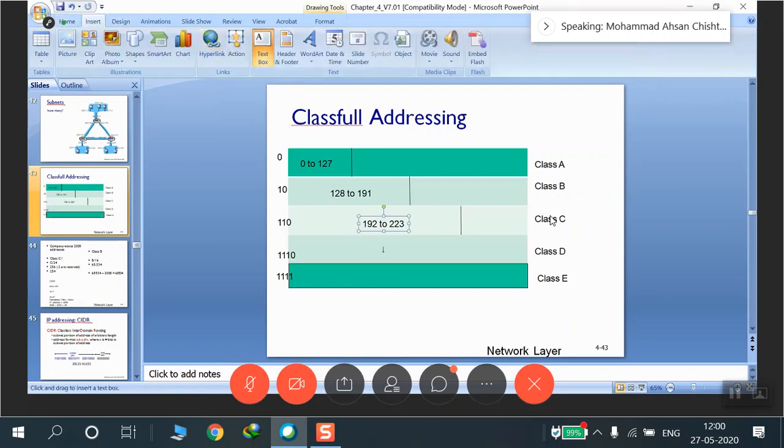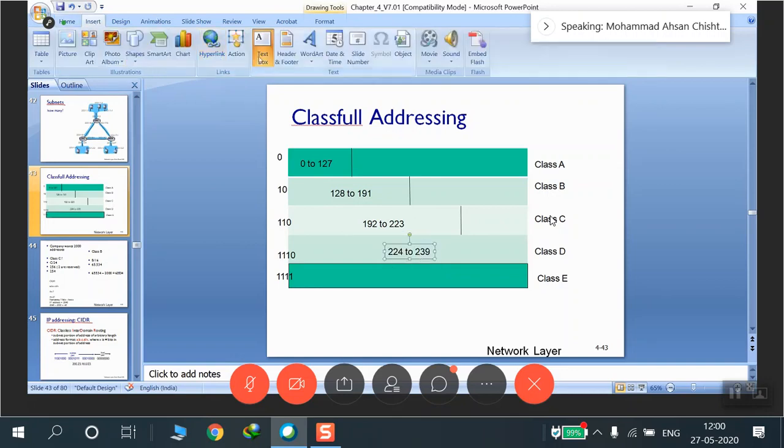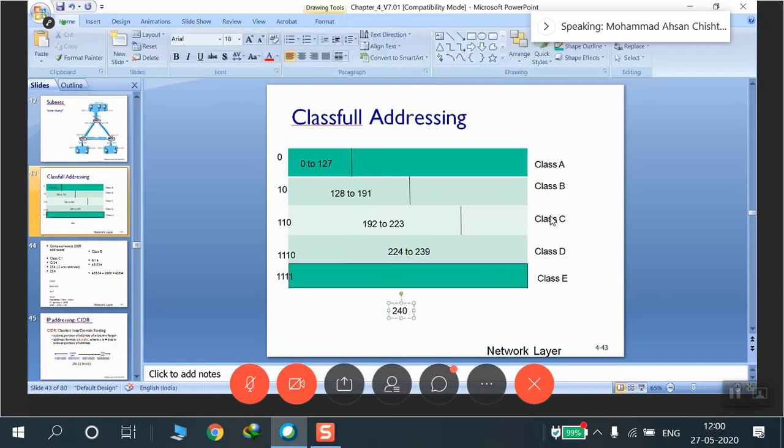The fourth one that we have is class D, 224 to 239. Then we have multicast addresses. And class E, again the reserved one, is from 240 to 255. This is the network part of it.